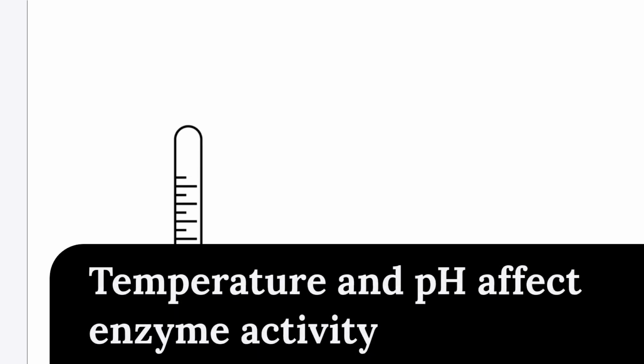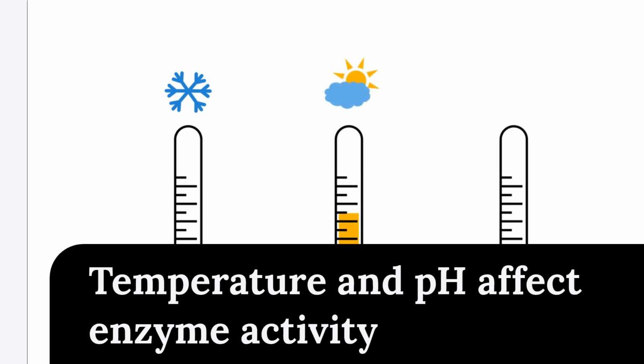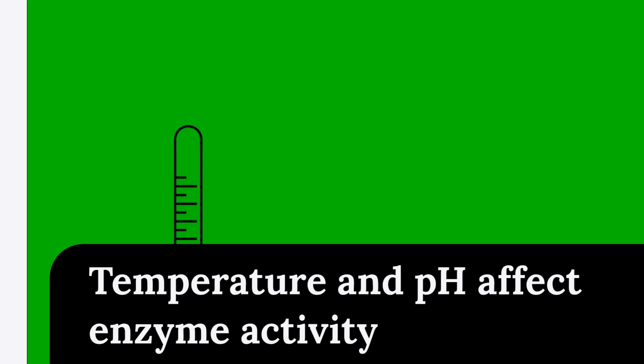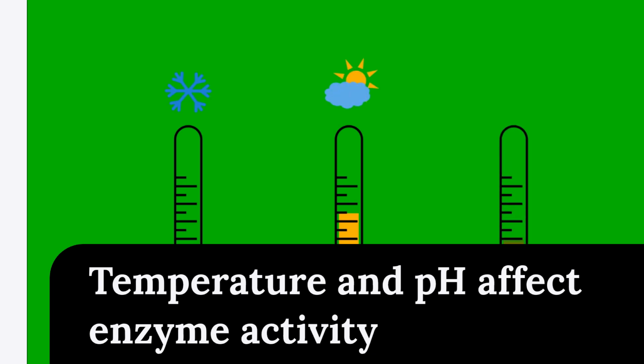Temperature and pH affect enzyme activity by altering structure. Moderate temperature increases reaction rate through kinetic energy. Excessive heat causes denaturation. Optimal pH maintains bonding and charge in the active site. Extreme pH conditions reduce catalytic efficiency.